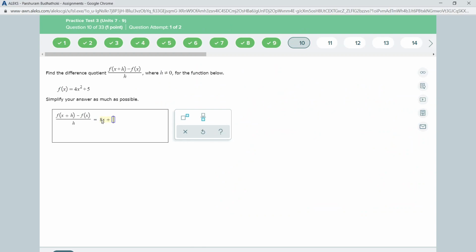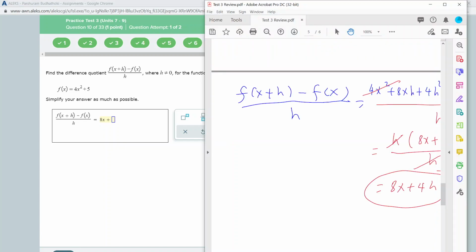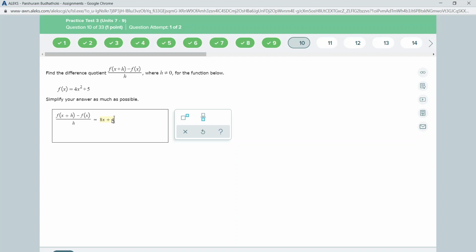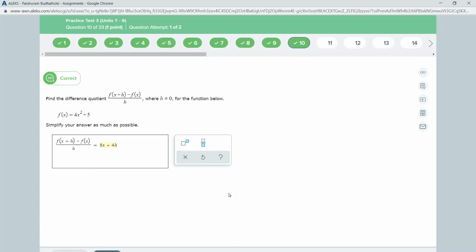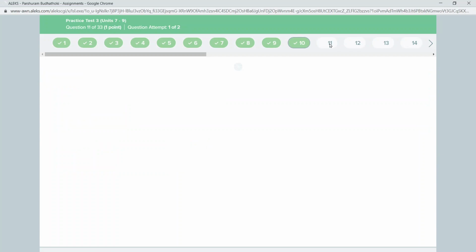8x plus, what is that? Let's go back. 4h. Check your answer. And that's the correct answer. That's problem 10. Let's go to problem 11.